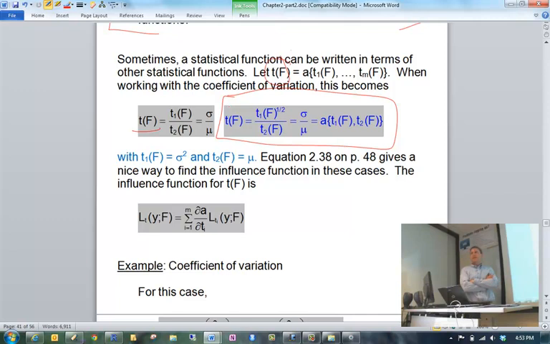Now, in order to find the influence function, it's actually not too difficult if you know the influence function for T1 and T2. Simply, it's this, where you're just going to sum over all the statistical functions that you have, let's say m of them, take the derivative of A with respect to T sub I, and then multiply that by the corresponding influence function of T sub I. That's it. Makes your calculations a lot easier.